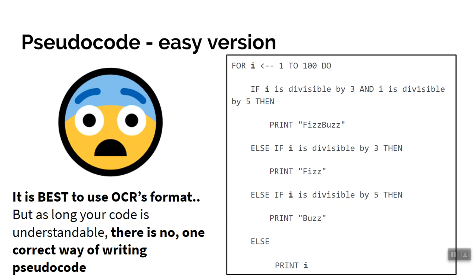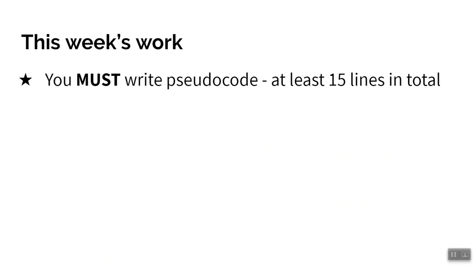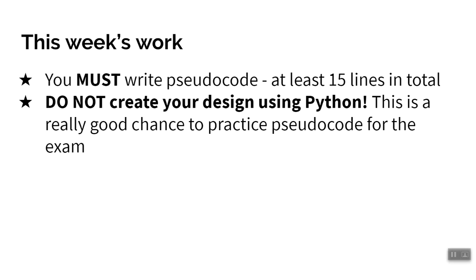Okay, so that's pseudocode. So your work for this week is as follows. You must write some pseudocode, and at this point, I'm assuming that your analysis is finished, that you've looked at any APIs that I've put in there, and that you've done your decomposition. So at least 15 lines in total. I mean, in total, that's OCR stipulation. That's crazy because you'll need far more than 15 lines to write as much as you can.